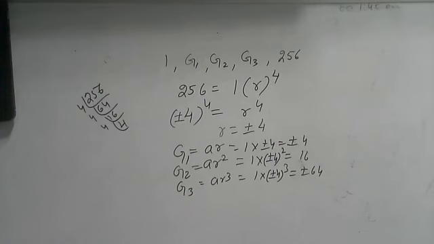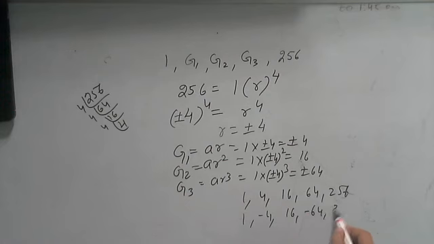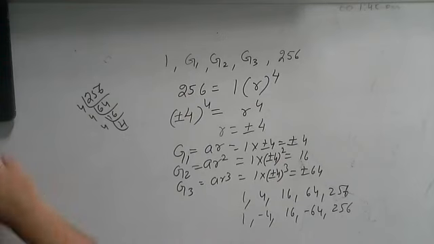You will get two GPs. One GP is 1, 4, 16, 64, 256. Another one is 1, minus 4, 16, minus 64, 256. So this is a question related to geometric mean.